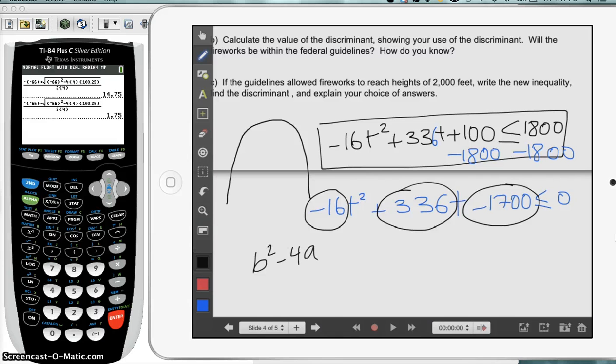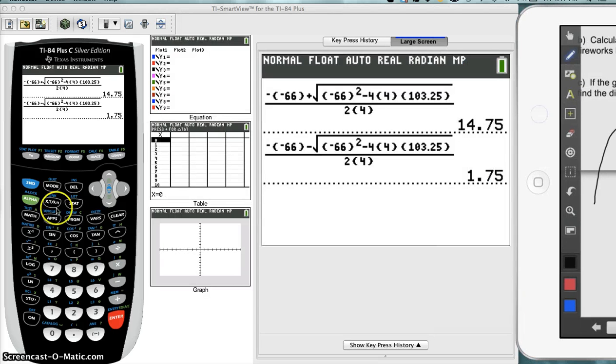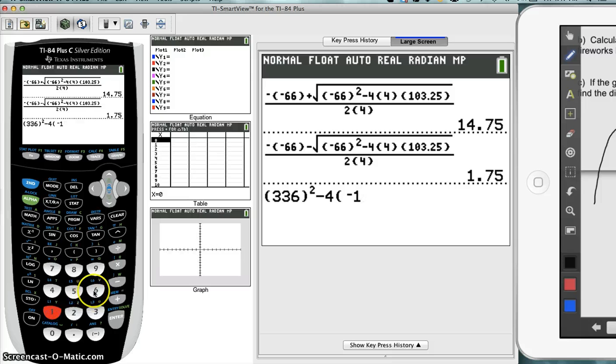Find B squared minus 4AC. So let's go to the calculator. Okay, so now I need to find, remember, when you want B, put it in parentheses. So it's going to be 336. Here it won't matter because the B is positive, but get used to the idea of putting a number in parentheses whenever you plug it in. A is going to be negative 16. And then the C is going to be negative 1700. And if you press enter, you're going to see that the discriminant is positive, which is 4096.